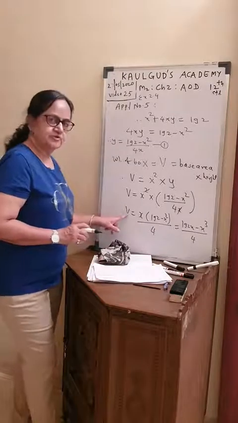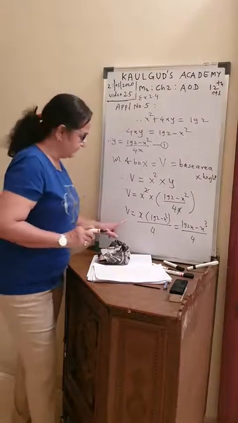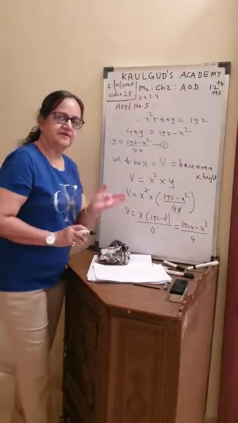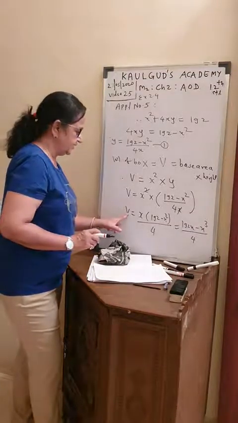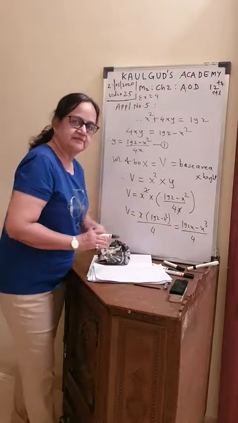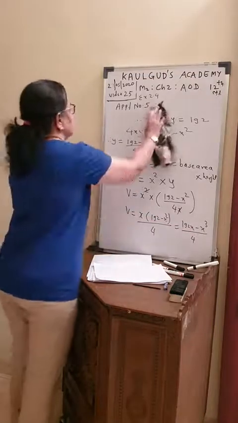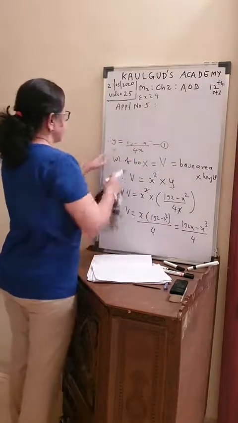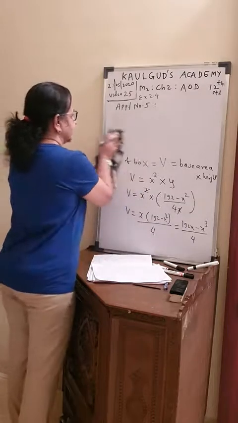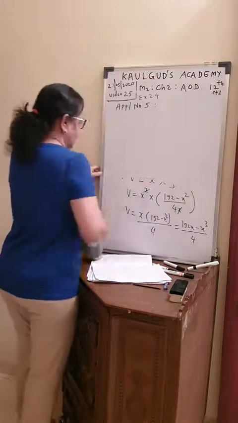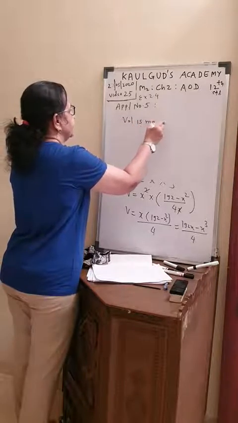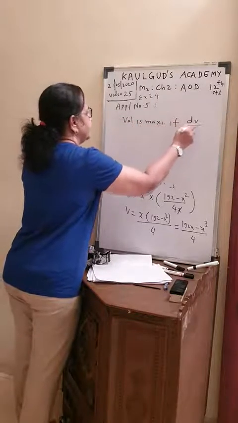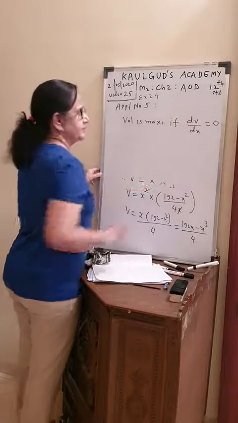Now volume should be maximum. When will it be maximum? Derivative 0. Which derivative? Derivative of V with respect to x, dV by dx. So I'll write it here. Actually this I will need later, but I'll copy down later again. So now I'll say volume is maximum if dV by dx equal to 0.